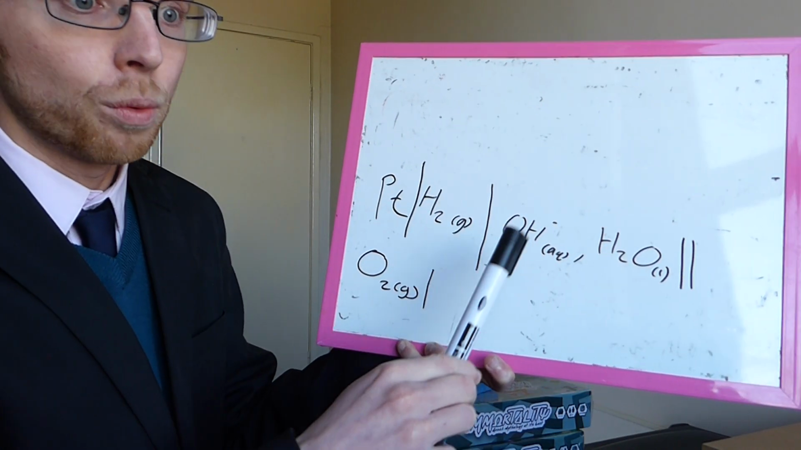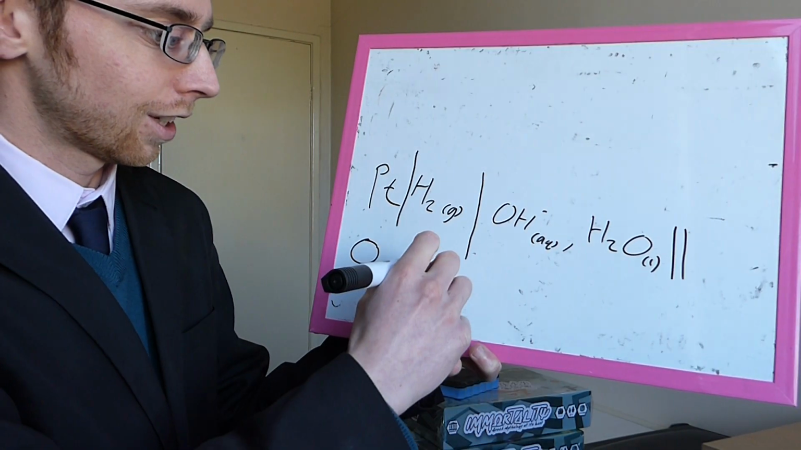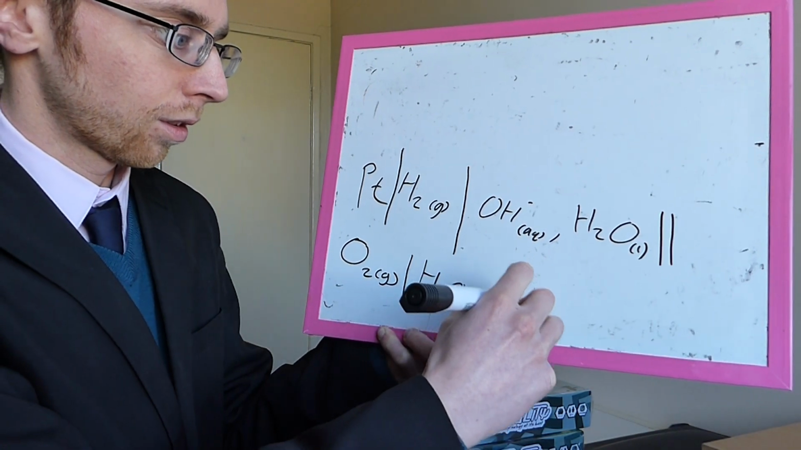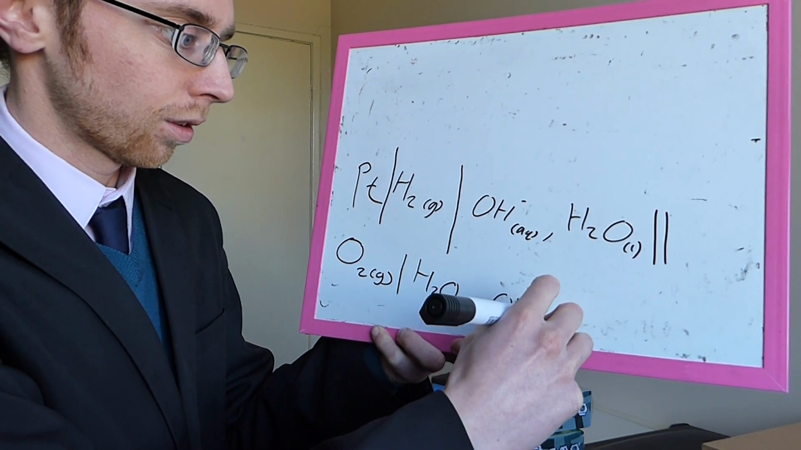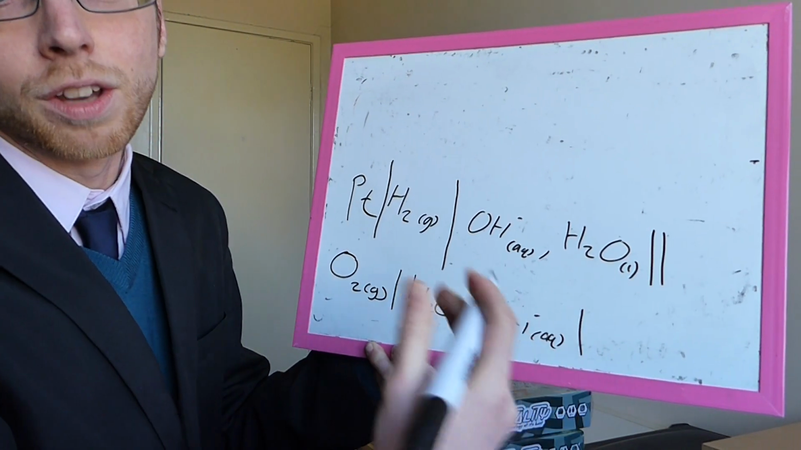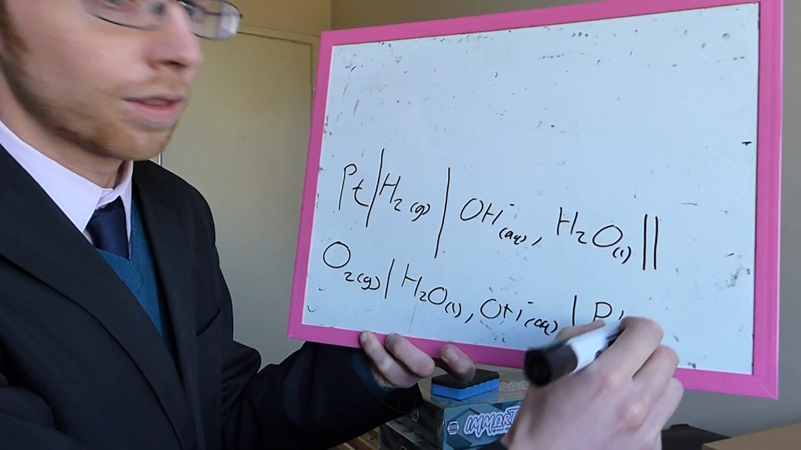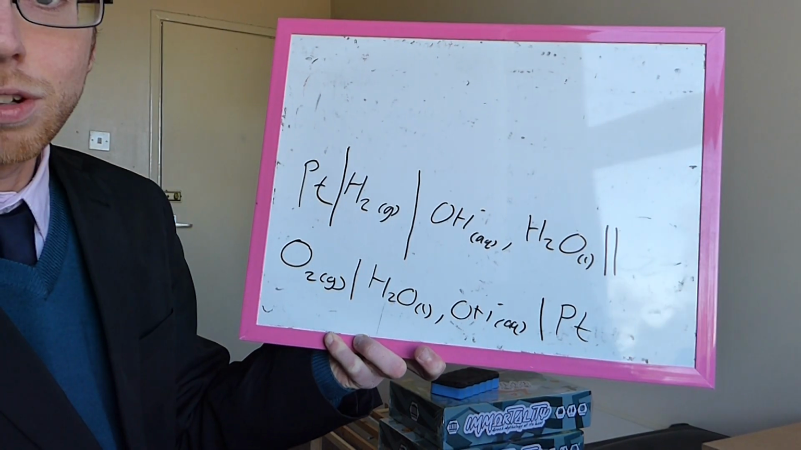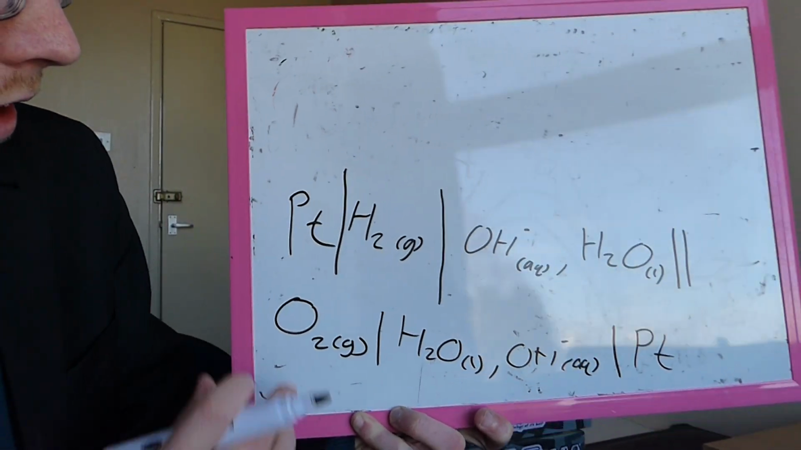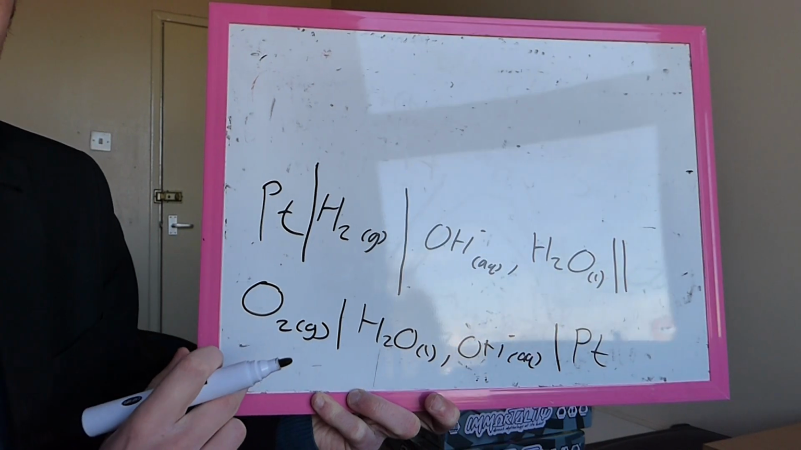Phase separation with the same stuff that we've got here, but this time we need to put the H2O first. Aqueous. And then finally, of course, there's no solid oxygen electrode, so that's the other platinum electrode. Okay? Right. So that's how we construct that overall conventional representation for the cell.